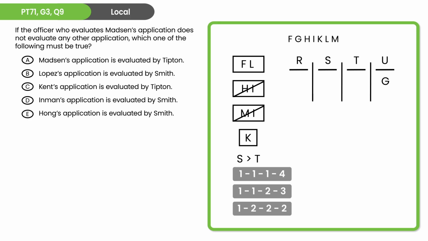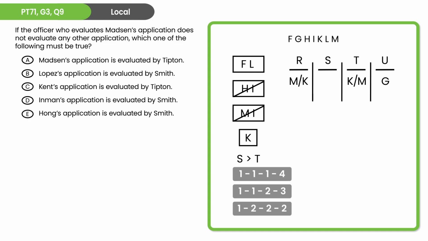Welcome back. If the officer who evaluates M's application does not evaluate any other application, so now M is going to be by itself, which one of the following must be true? M is by itself and K is by itself. Where are they going to go? Neither of them are going to go to S. S has to have more, there have to be more S's than T's. So we can't have S just being 1. That means that M and K will have to go to R and T. We don't exactly know which way, but we know that they'll go to R and T, so we can flip-flop them between the 2 teams.